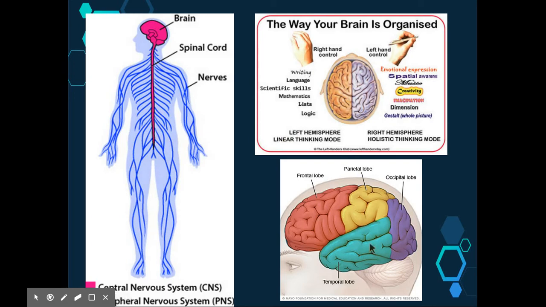occipital, the temporal, and one that's not on this picture is the insular lobe. So the 4 that we need to focus on are these 4 that are in this image. And basically in our brain, we have a left and right frontal, a left and right parietal, a left and right occipital, and a left and right temporal. So in all, we have 8 in total of these different lobes.